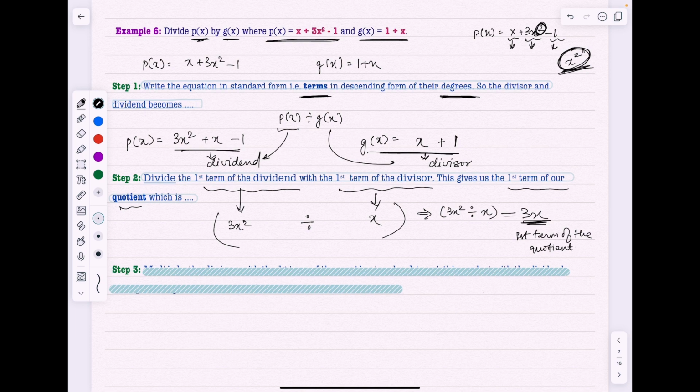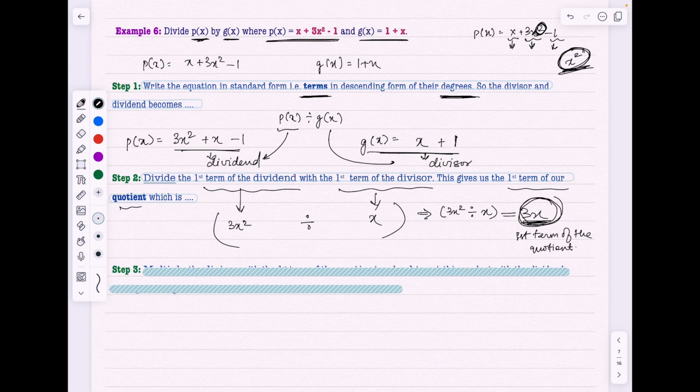It is the first term of the quotient. You are getting it? So in the quotient, 3x square is the first term, and we got it by dividing the first term of the dividend by the first term of the divisor. Every alternate step will be this thing only. You have to divide the first term of the dividend. Dividend will always change based on the remainder.